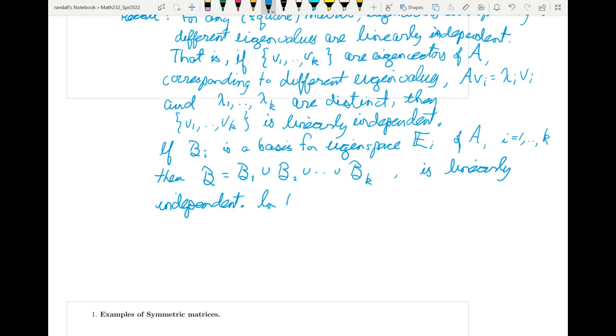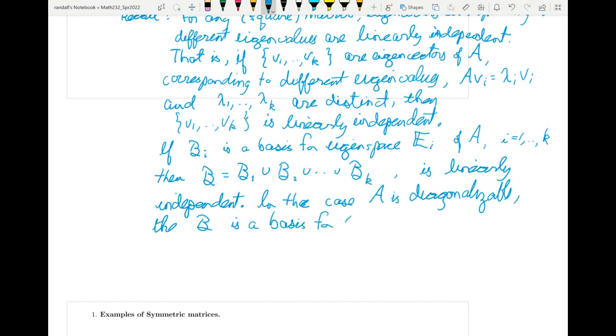So in the case A is diagonalizable, then this B is a basis for Rn, which means that you have n vectors in it. So the union of B1 to Bk is n vectors.